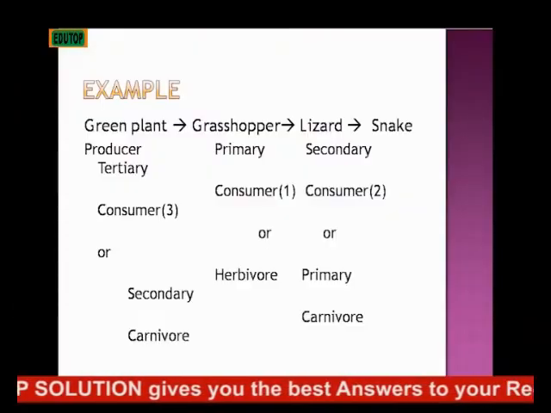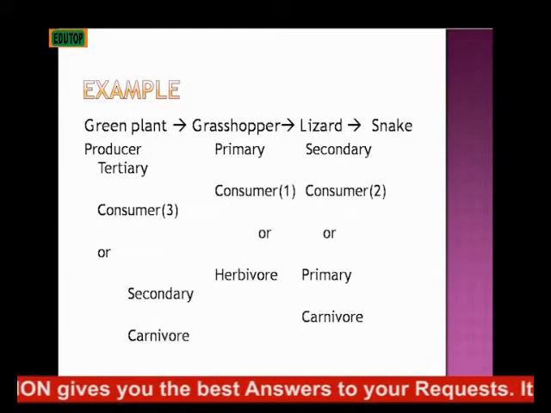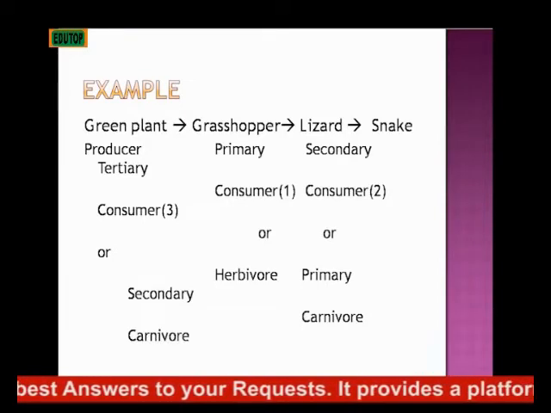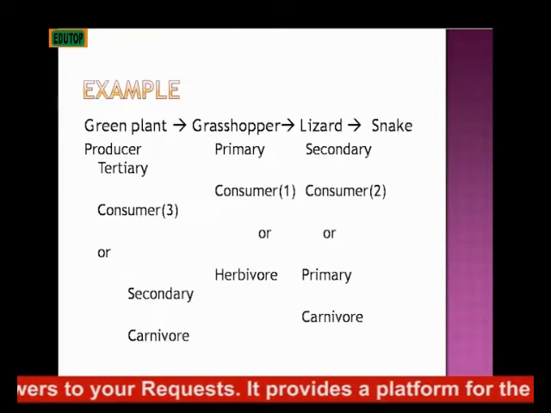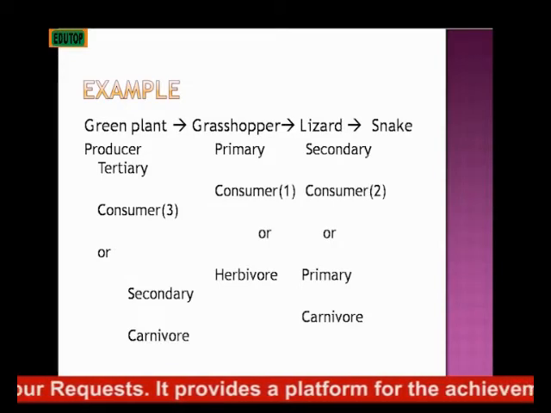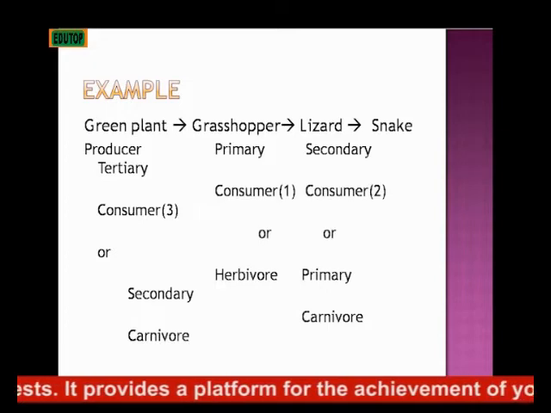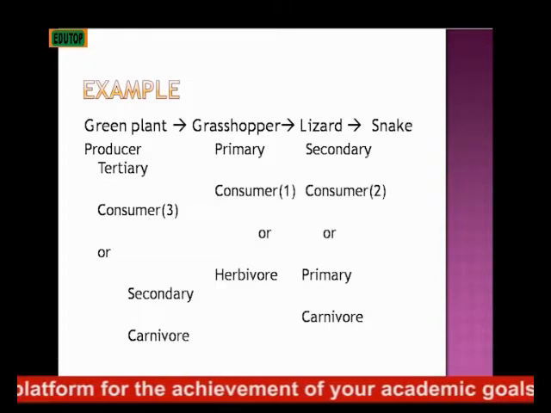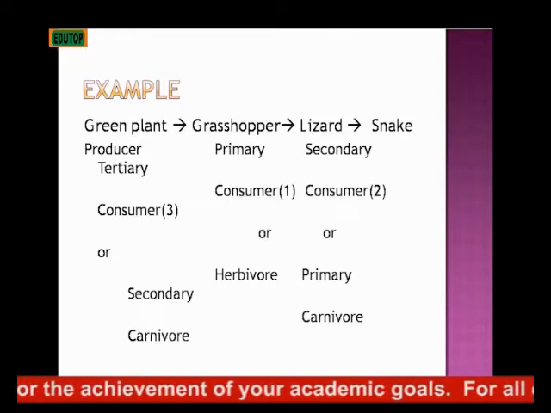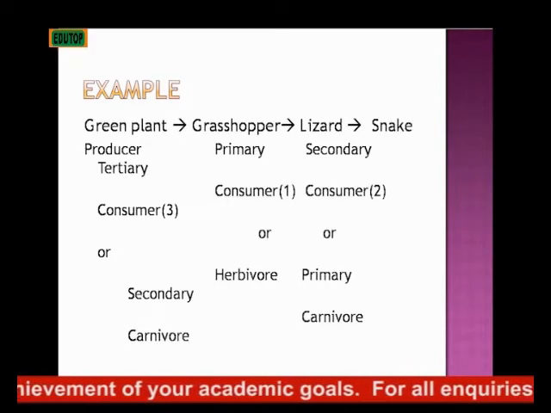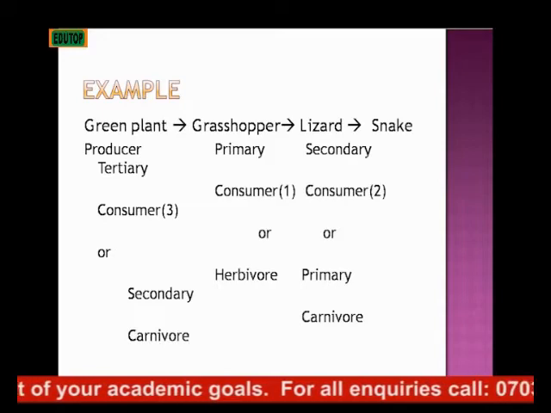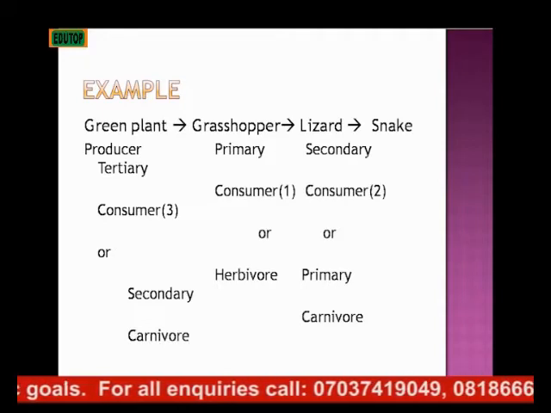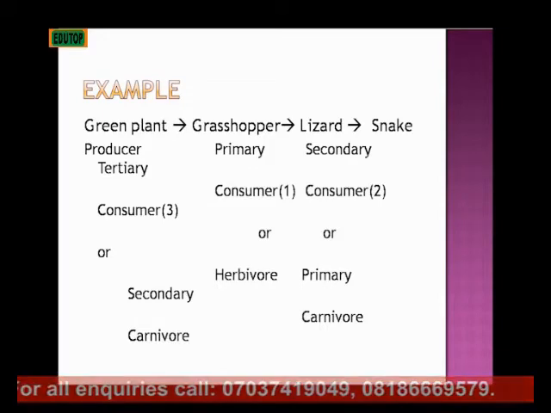Now look at this example. This is a typical example of a food chain. You find the green plants, the grasshopper, the lizard, and the snake. So we want to look at how this example is related to what I've been saying since. You see, the green plant is the primary producer, and it is the one that occupies the first trophic level. It's the autotroph also. Then that is the energy level. I said the green plants are majorly found at the energy level.